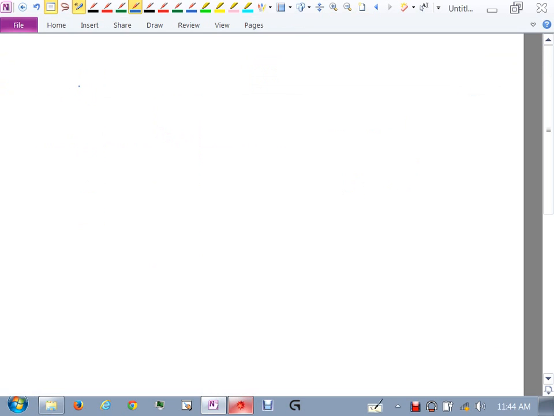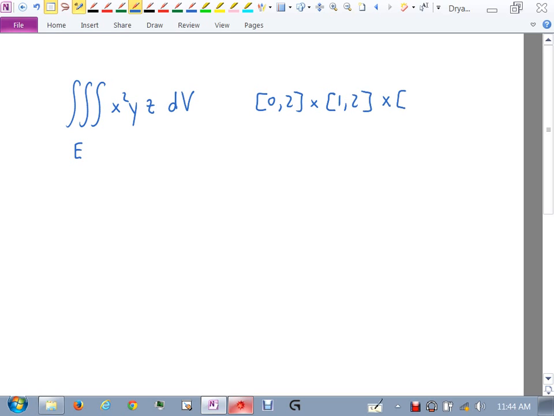So I'm trying to do the triple integral over E of x squared y z dV, on [0, 2] cross [1, 2] cross [0, 1]. So that will turn into, see, these are my x's, my y's, and my z's.